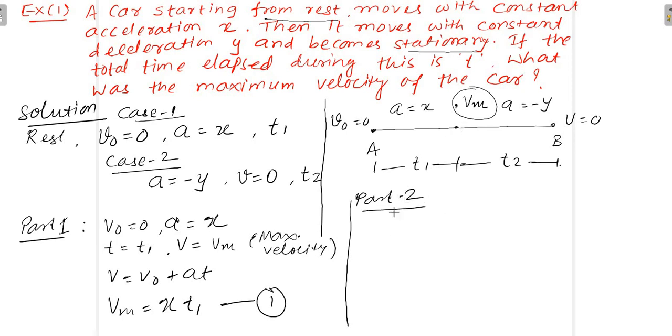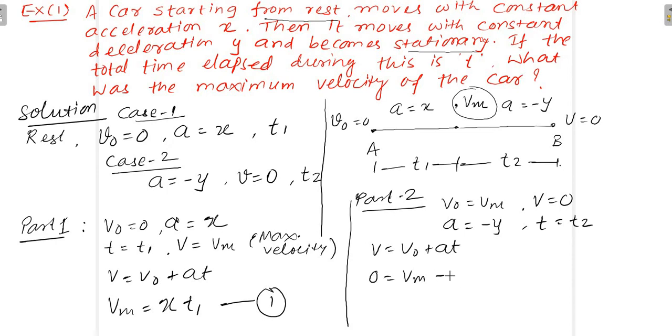So what is part 2? For part 2, the initial speed was Vm and the car started deceleration from this, and the final speed is of course 0. Acceleration is minus y because it is nothing but deceleration, and the time duration is, let us say, t2. So we know the formula V is equal to V0 plus at. If we substitute the values, 0 is equal to Vm minus y into t2, right?